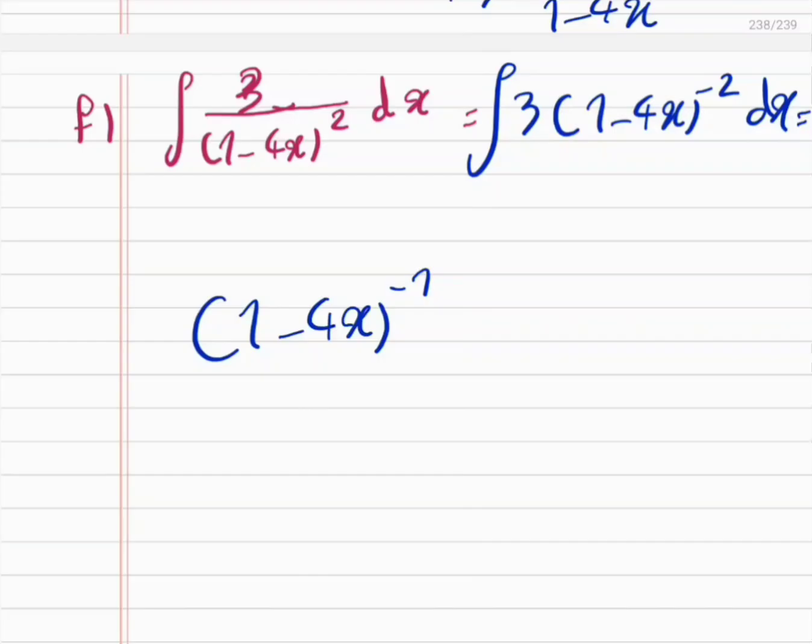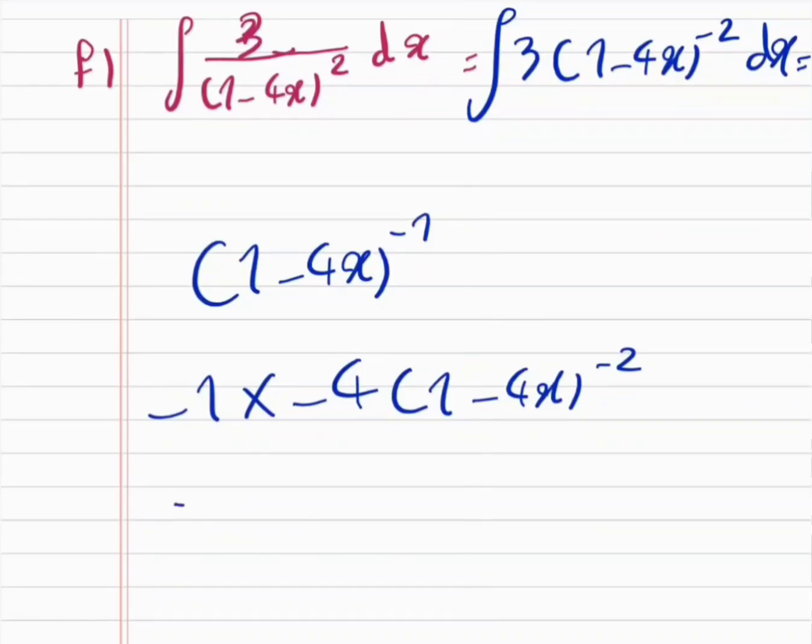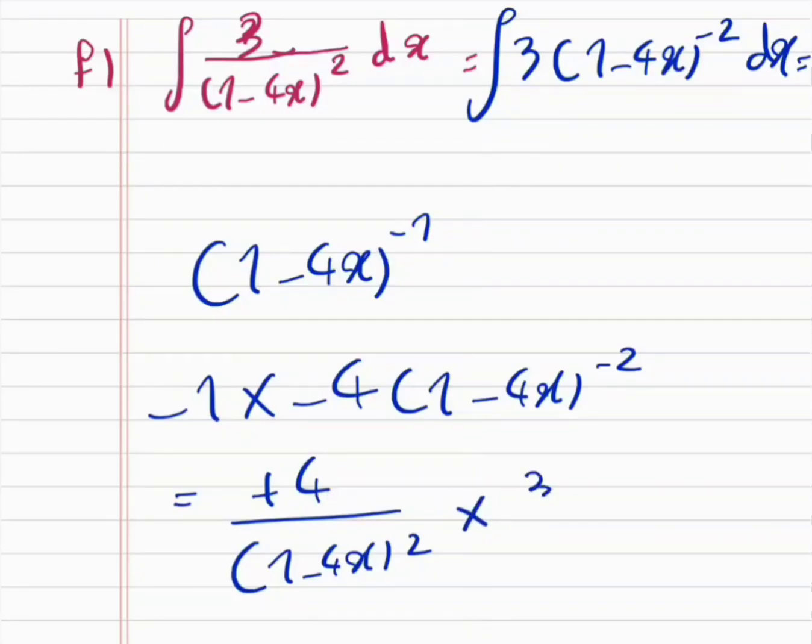Now again, we just need to adjust and just see if this is correct. So if we differentiate, we'll get minus 1 times minus 4 times 1 minus 4x to the power of minus 2. Now as you can see, this is equal to plus 4 over 1 minus 4x squared. So when we compare this, the denominator is exactly the same as here. Again, this constant of 4 here is something we don't want. We want to have 3. So we just need to multiply this by 3 over 4. So therefore, all we need to do is that we just need to have this 3 over 4, and that basically gives us the answer.